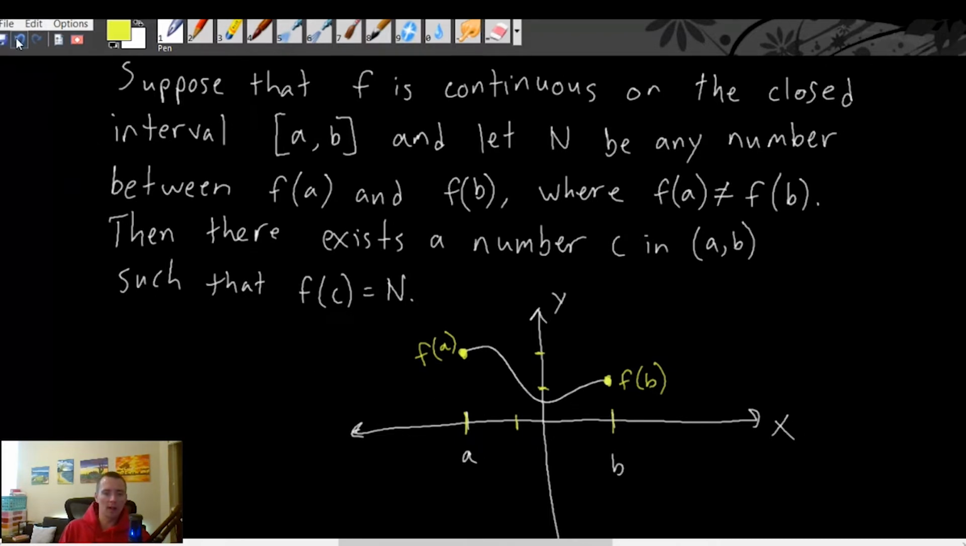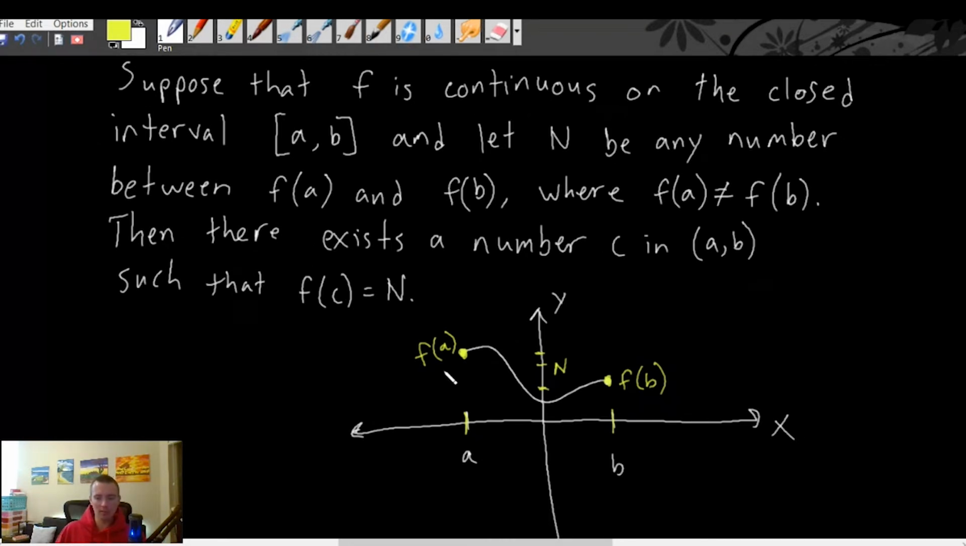Or, you know, it kind of works the other way. So we would need to pick our n first. So let's just say our n is here, anywhere between these 2 points on the y-axis, basically. And we know that there has to be some number c between a and b, where if we look at our function at that x value of x equals c, we can get the output of n.